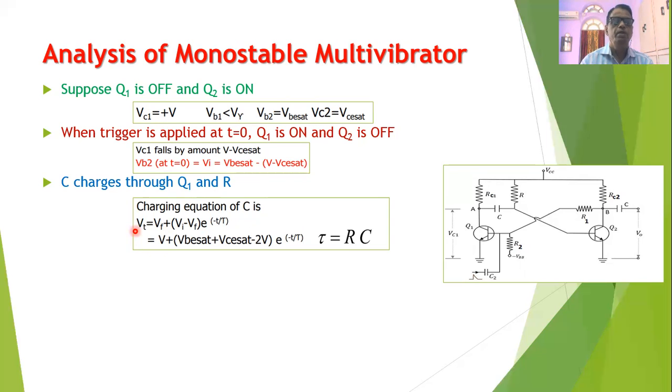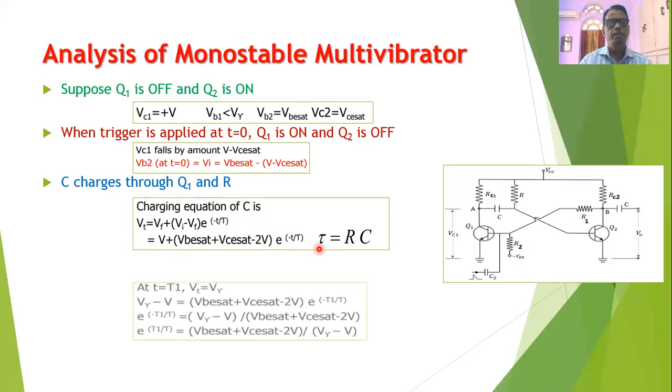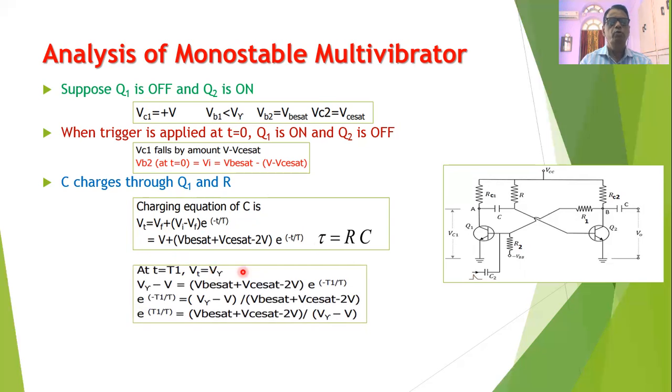at any time t. So when we substitute the value of Vf equal to supply voltage V and Vi the initial voltage, then we can rewrite the equation: Vt is equal to V plus Vb saturation plus Vc saturation minus twice V into e raised to minus t upon tau, where tau is the time constant equal to RC. Now suppose at time t equal to T1, the voltage across the capacitor becomes equal to V gamma, the cut-in voltage. And therefore we can rewrite the above equation: V gamma minus V is equal to Vb saturation plus Vc saturation minus twice V into e raised to minus T1 upon tau.